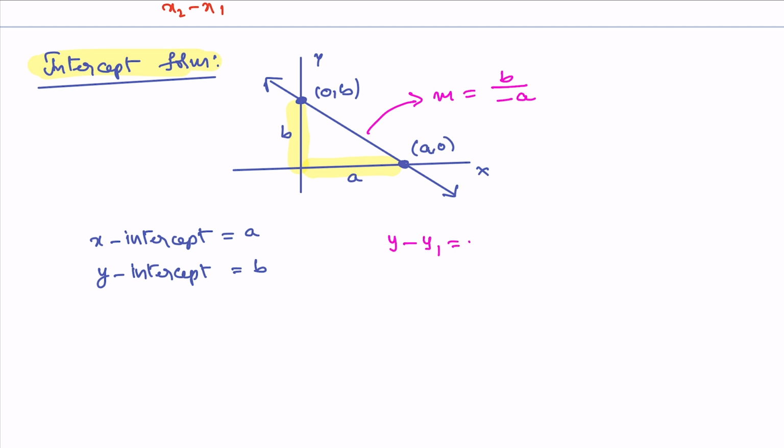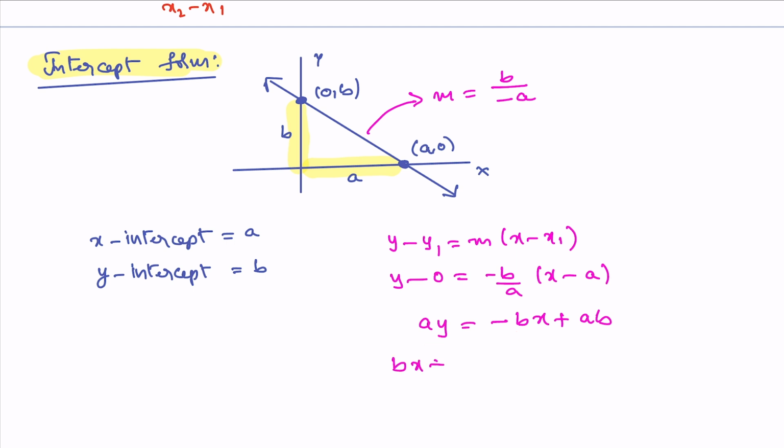So, you take one point a comma 0. This formula is there: y minus y1 equals m into x minus x1. What is y1? You can take any point. Which point do you want to take? This point. y1 is 0. 0 equals, what is the slope of this line? b by minus a, minus b by a you can write, into x minus x1, where x1 is a. Simplify, take a to this side, what will you get? ay equals, multiplying the right hand side, minus bx plus ab. Take this minus bx to the left hand side, what will you get? Plus bx. bx plus ay equals ab.